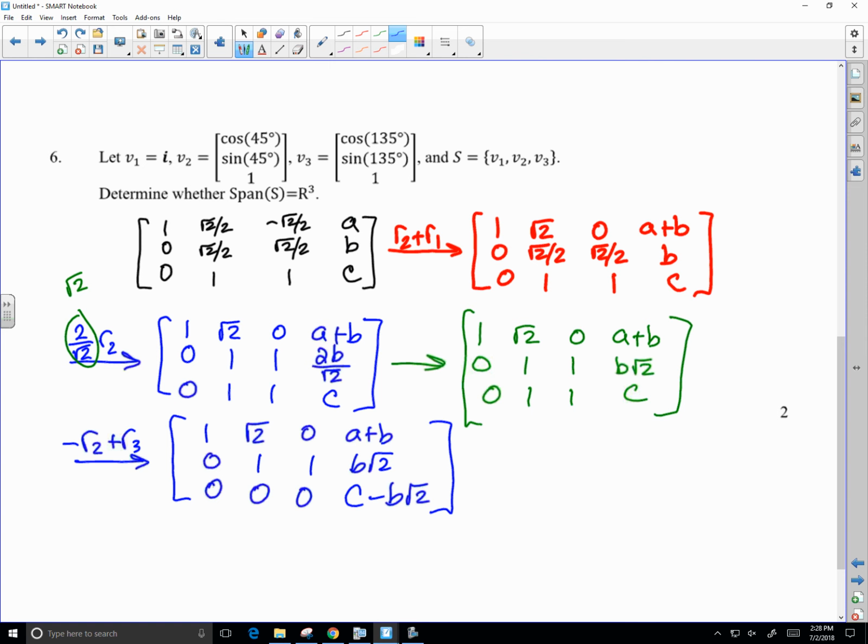Is it? No. Oh, I gotta get rid of that. Yeah, you're a step away. If you multiply by negative root 2 on row 2 and add to row 1, then I think it'll be it. So 1, 0, negative root 2. Then when I take the negative root 2 and multiply it by b root 2, that gives me a negative 2b plus a plus b, so a minus b.